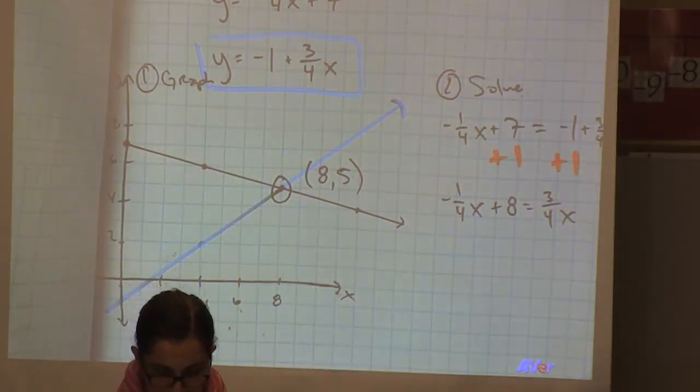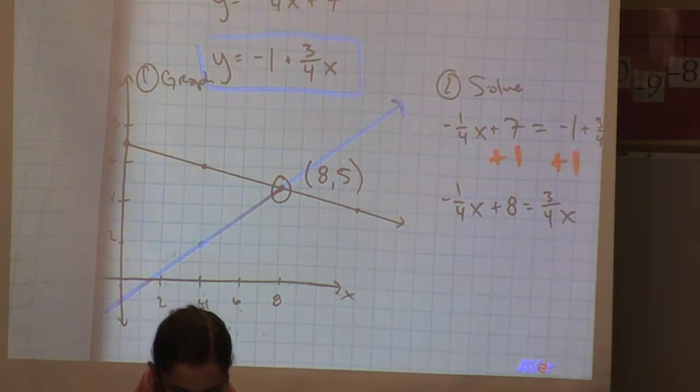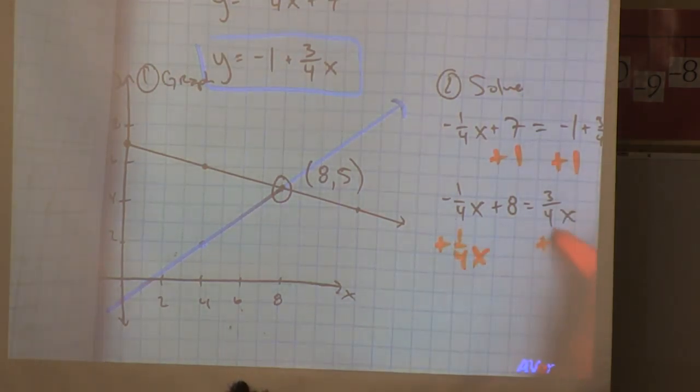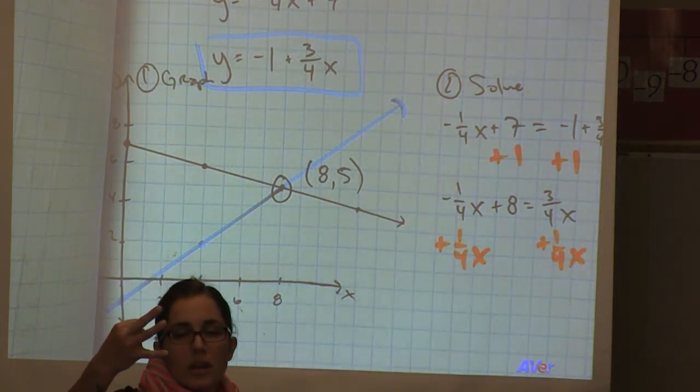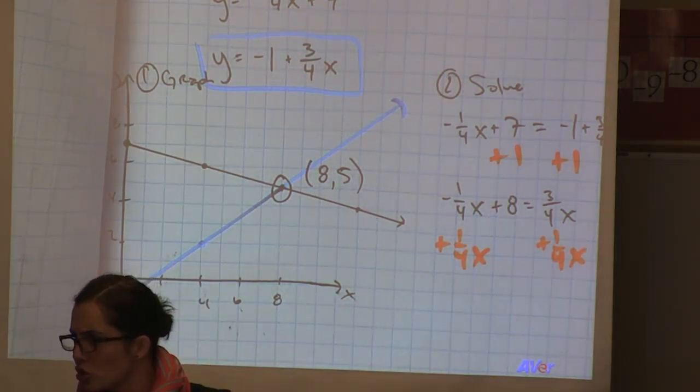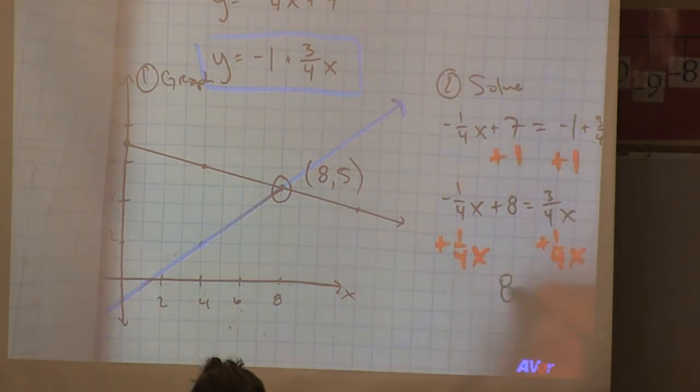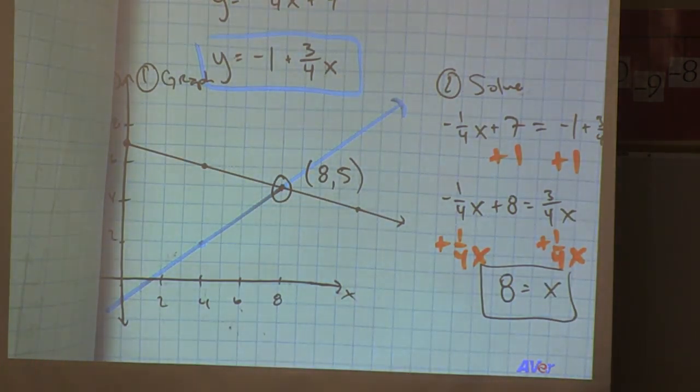I would add 1/4 x to the 3/4 x. Cool. That's what I was going to say. This is nice, right? Because if you have 3/4 plus 1/4, equals 1. So I'd have 8 is equal to 1x. Boom, there's my answer. Except kind of, right?